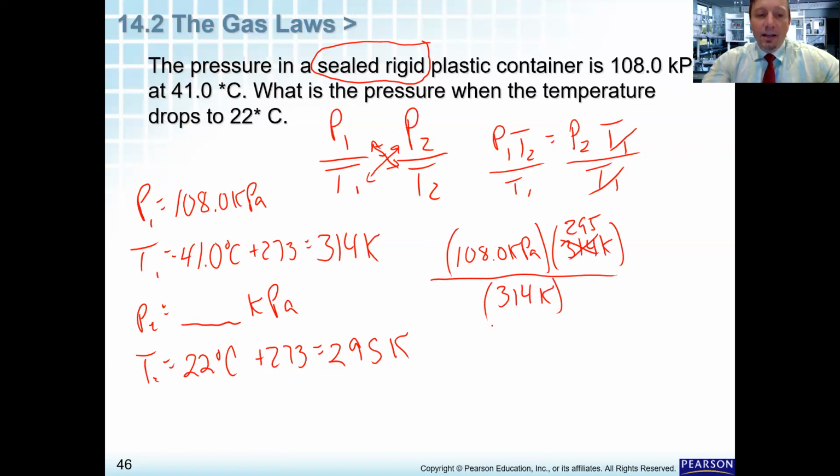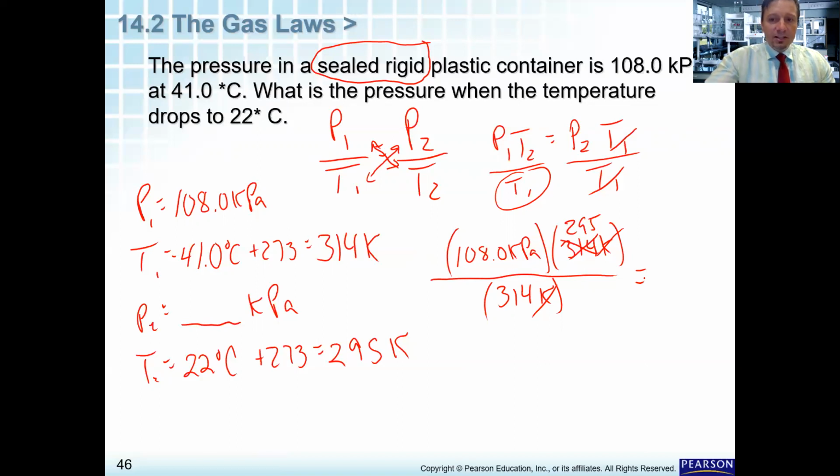So please make sure you pay attention to your notations and you follow your formula right. So the T2 goes on the top, which is 295, and T1 goes on the bottom right here, which is 314 Kelvin. Noticing your Kelvins cancel off. So now when I plug this in my calculator, 108 times 295 divided by 314. And I have to be at 3 significant figures.